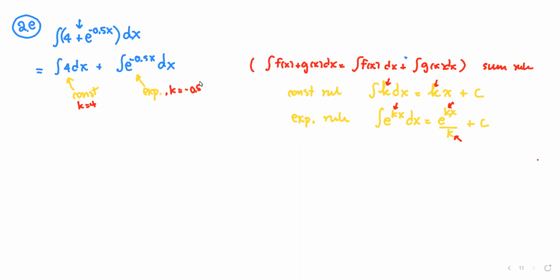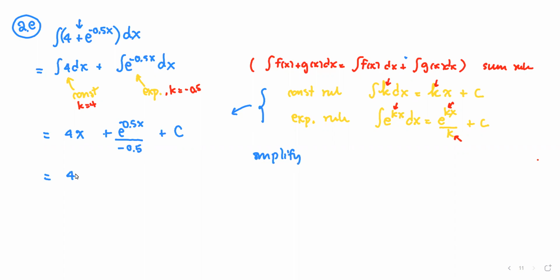Okay, apply the rule, one rule at a time. The first one, the constant rule, can be 4 times x or k times x. The second one is e to the k times x divided by that k number, and then plus the constant of integration. We already applied the rule, okay? Next, we simplify.